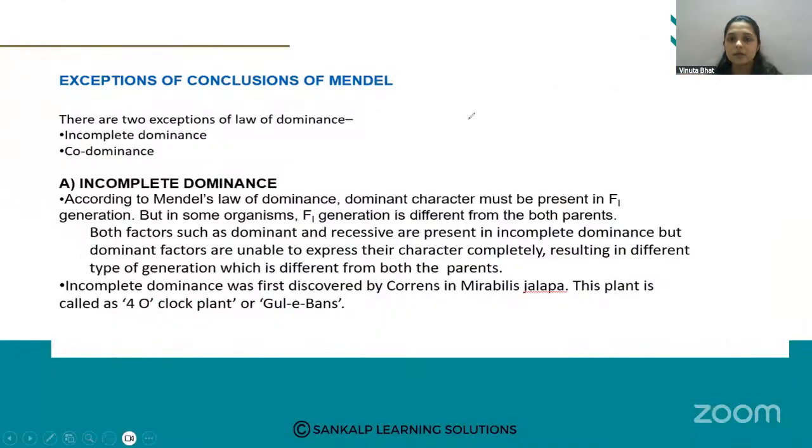So here, according to Mendel's law of dominance, there is no blending of the characters. So no intermediate characters will be formed. Either it may be dominant or it may be recessive. So like that, right, one is dominant or recessive. But here are exceptions to the conclusions of Mendel. There are two exceptions to the law of dominance. Two exceptions means which do not obey the law of dominance.